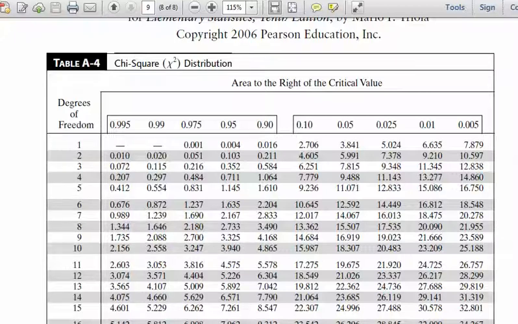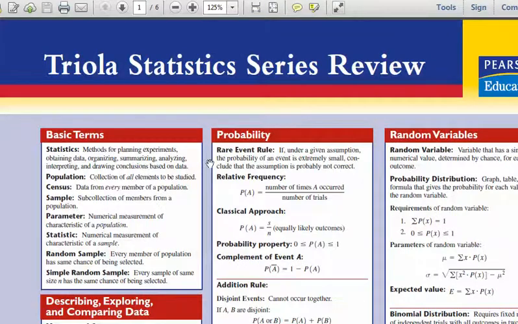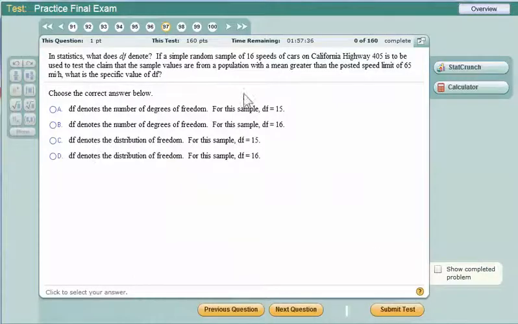So in most cases, in fact, if you can gather from the wording of the question, which is always important, read the question, try to understand what is known, what's not known, and what they're getting at. In fact, let me hop back over there really fast. It says the simple random sample of 16 speeds is being used to test a claim. So that's a hypothesis test of a claim that the population mean is greater than 65. So it's a right tail test, and it's going to use a t-distribution.